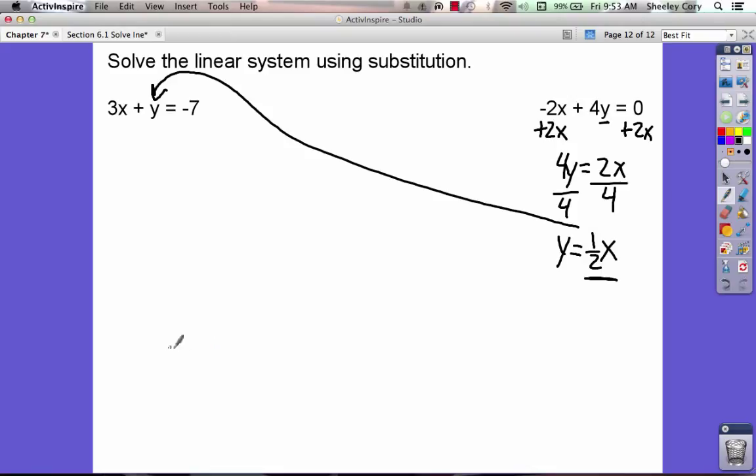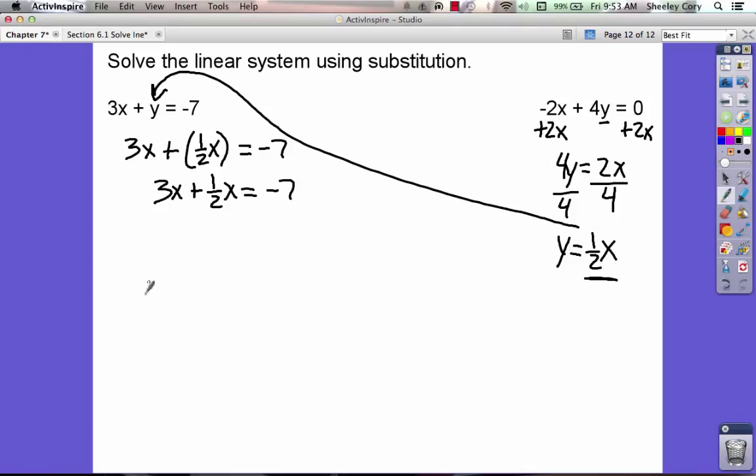So when we do that, that's going to be 3x plus 1/2 x equals negative 7. Now again, I put the parentheses because I'm substituting in for y, but in front of these parentheses is just a 1. So it's not going to change anything. So it's really 3x plus 1/2 x equals negative 7. 3x plus 1/2 x, that's 3.5 x's.